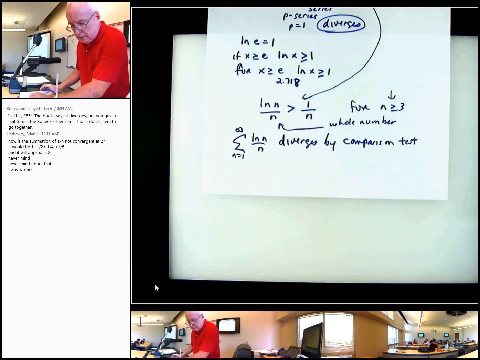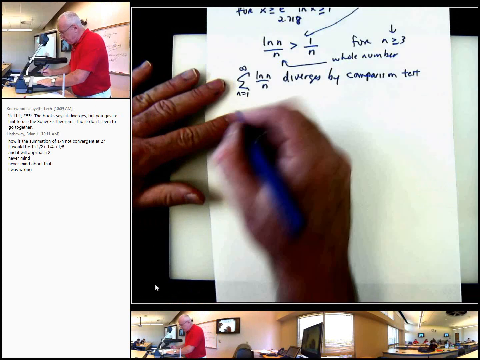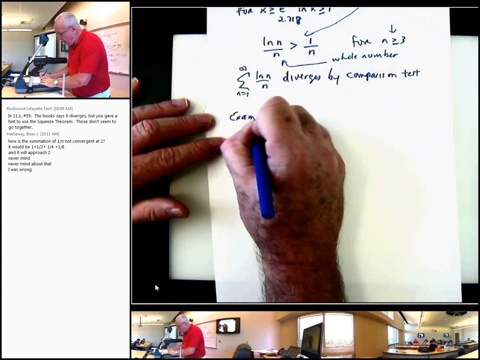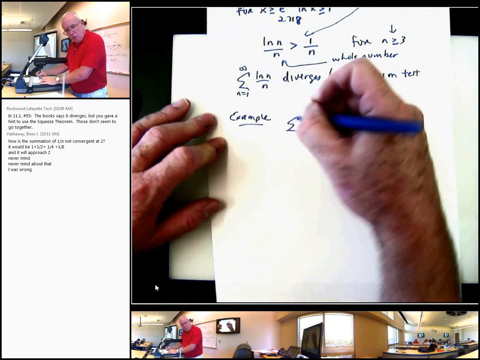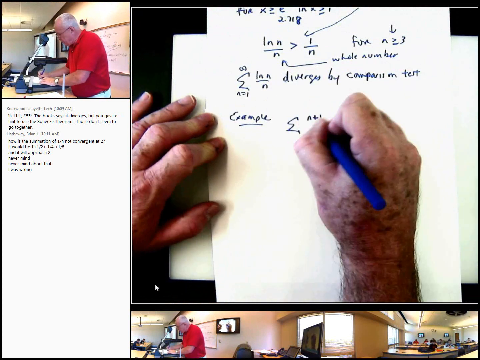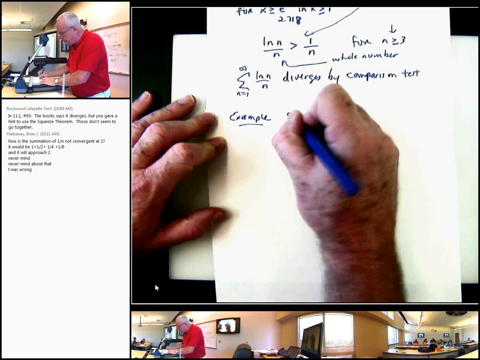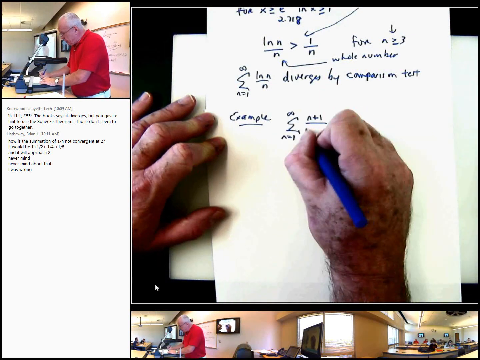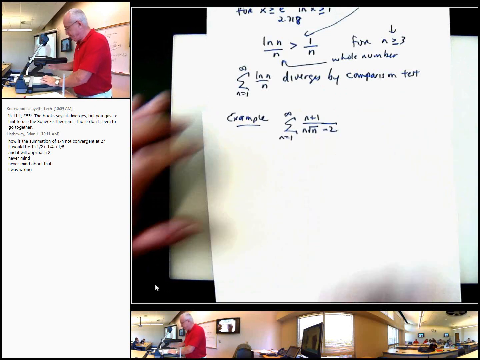All right, let's then look at another example. This one's a little trickier. And it's a good one for say, some homework problems. Here we have the summation as n goes from 1 to infinity. Now the numerator is n plus 1. The denominator is n times the square root of n minus 2. Okay.